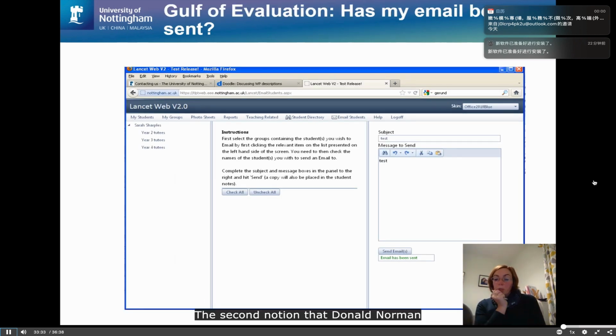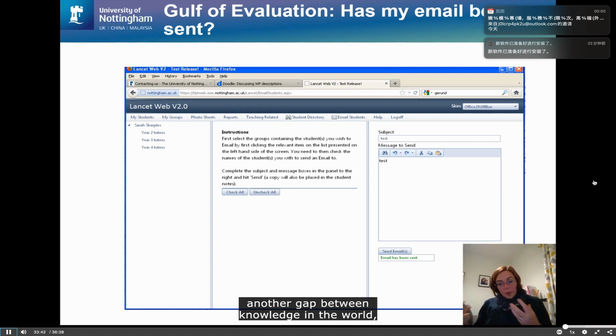The second notion that Donald Norman explains is the gulf of evaluation. The gulf of evaluation refers to another gap between knowledge in the world and knowledge in the head. In this case, we know what action we want to execute, we've made the decision, we believe we've executed the action, but we haven't got any feedback. And that feedback is what we get from the world that helps us decide on our next action. This is the same system.